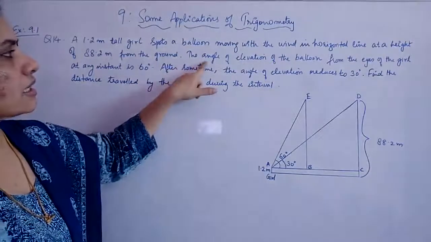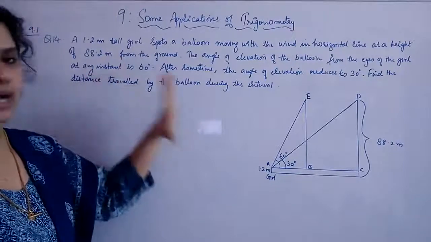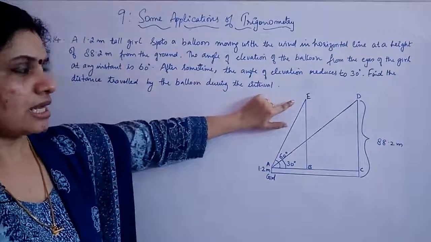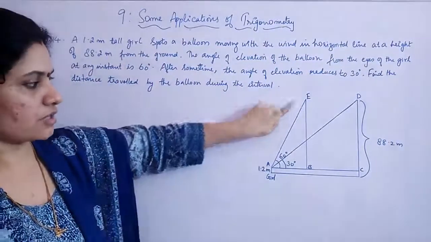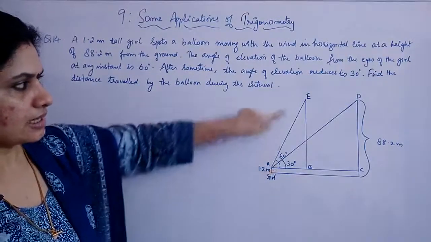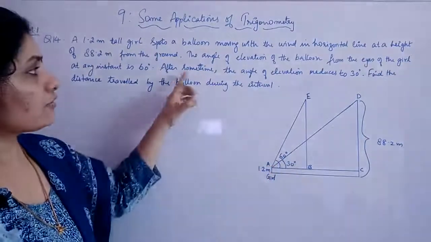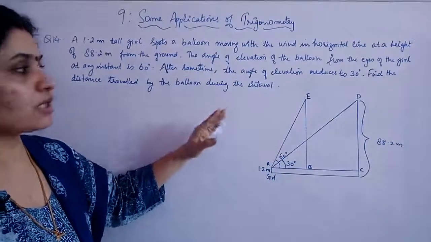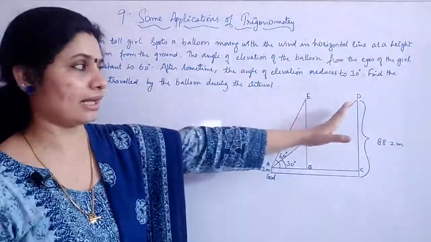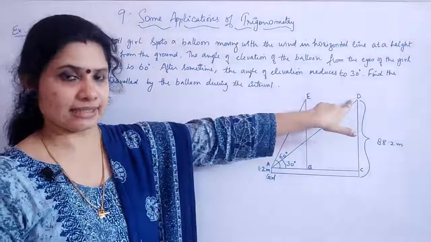And what they are saying is the angle of elevation of the balloon from the eye of the girl at any instant, that is, at that instant when she spots it, let it be 60 degrees. So the angle of elevation means this is 60. That is angle EAB is 60 degrees. And after some time, the angle of elevation reduces because the balloon is moving in the horizontal line. Suppose the next position it reaches is D.